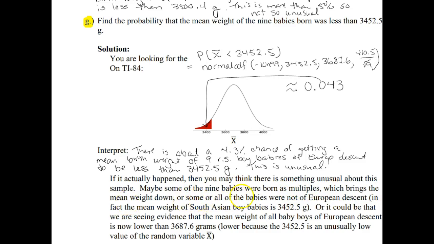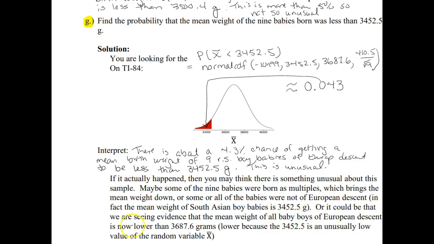Okay, maybe some of the 9 babies were born as multiples, which brings the mean weight down, or maybe some or all of the babies were not of European descent. Different nationalities have babies of different weights, so the mean weight of South Asian boy babies is 3,452.5, the number that we're looking at.